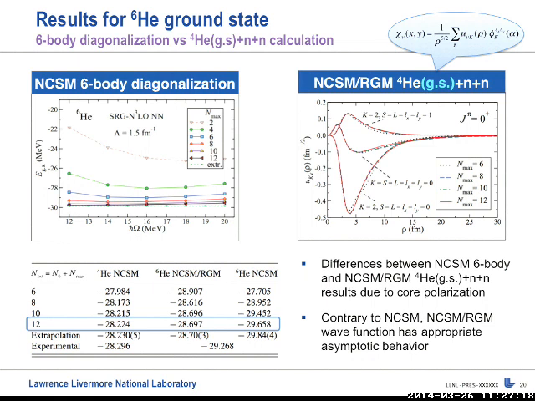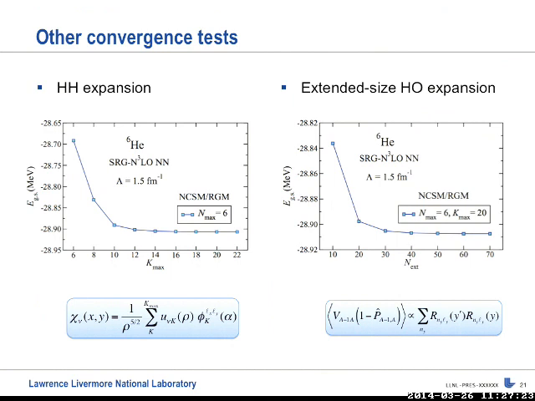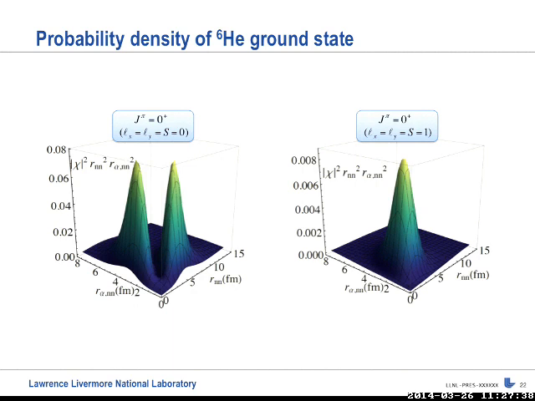Okay, now these are just a couple of slides to show the convergence behavior of the system. Anyway, it all works well, with expansions in the hyperspherical harmonics and also this extended size expansion. This is just the probability density of the helium-6 ground state. Of course, the largest component is in the S shell. Then there is a component about one order of magnitude smaller when the two Jacobi coordinates are in P wave.